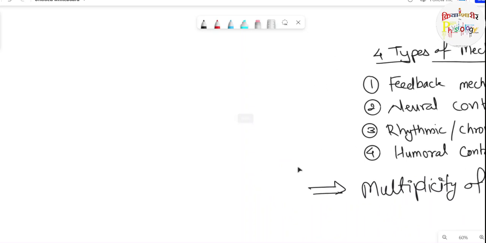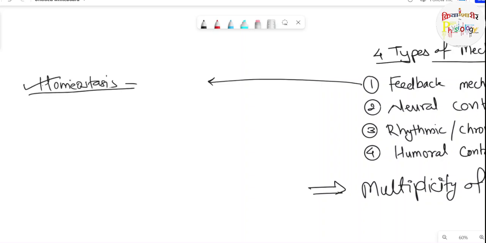Out of that, first is the feedback mechanism, which we have seen in homeostasis. The negative feedback mechanism works in hormone secretion. The same explanation applies here: negative feedback mechanisms regulate the hormone secretion. For that purpose, I am not going to explain it here. You can get the description of feedback mechanism in the homeostasis lecture, which is available on my channel.